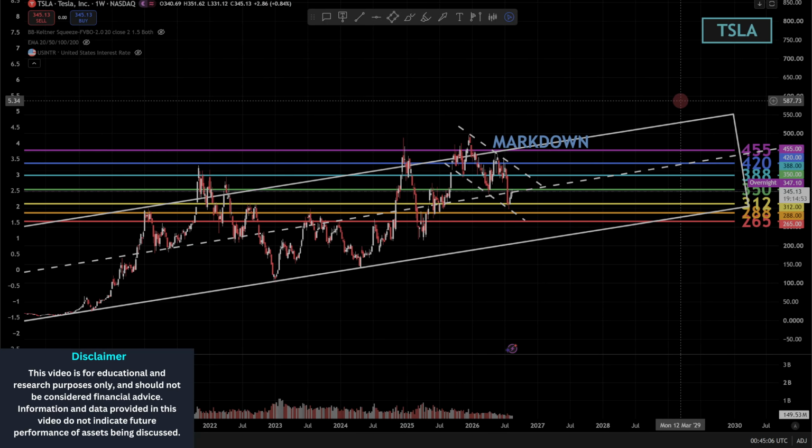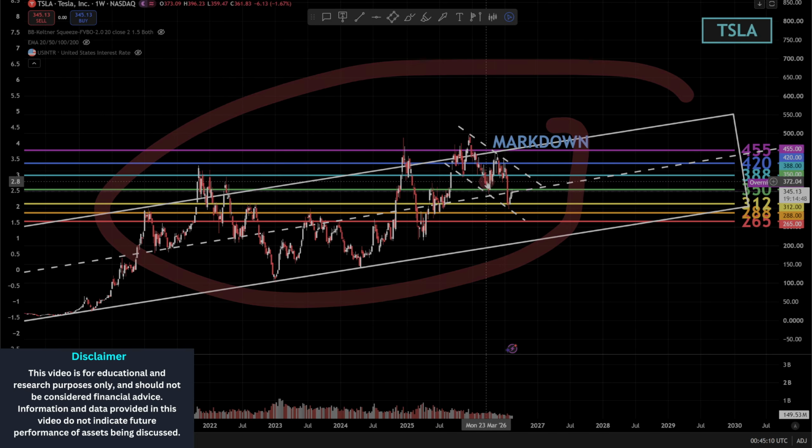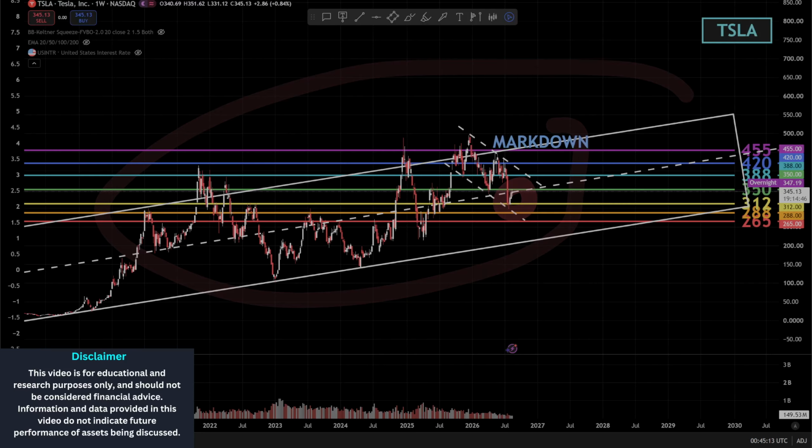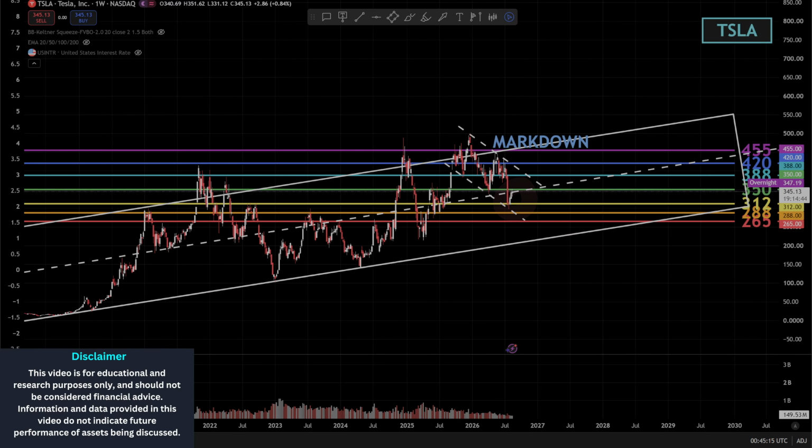Hi there. Let's take a look at Tesla chart. We'll cover the weekly market structure, check out the short-term trend, so you know how to assess the risk of next price move, even if you're new to chart analysis.